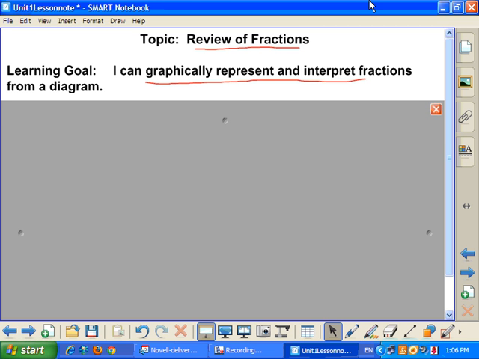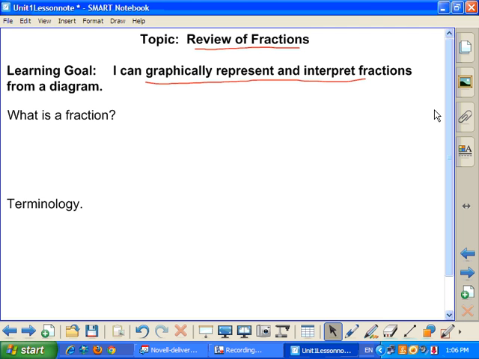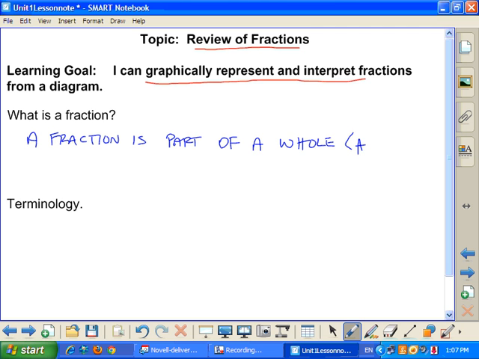All right, so I want you to be able to explain to me what a fraction would look like pictorially. So what is a fraction? A fraction is part of a whole, and not a hole in the ground or a hole in the wall. Is of an entire piece. Okay, so we're talking about a chunk of some larger piece.